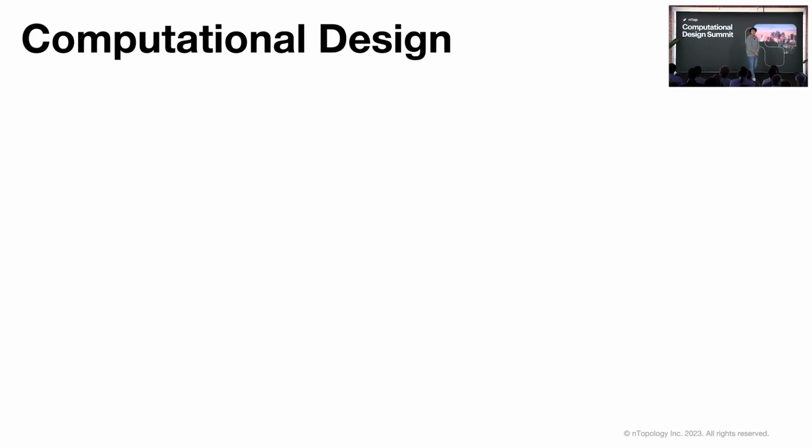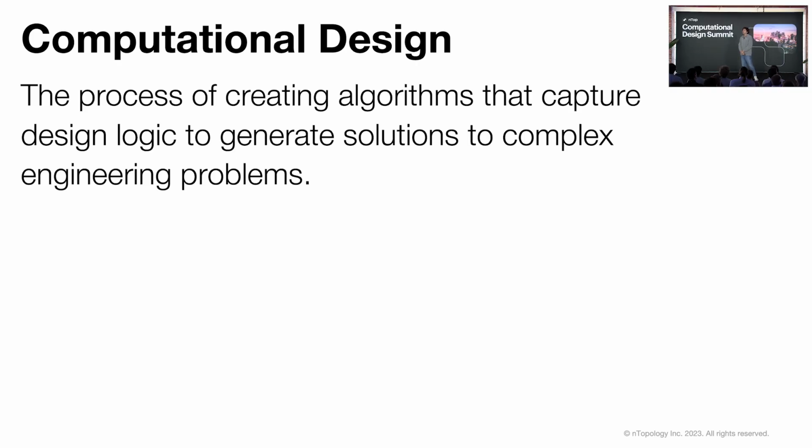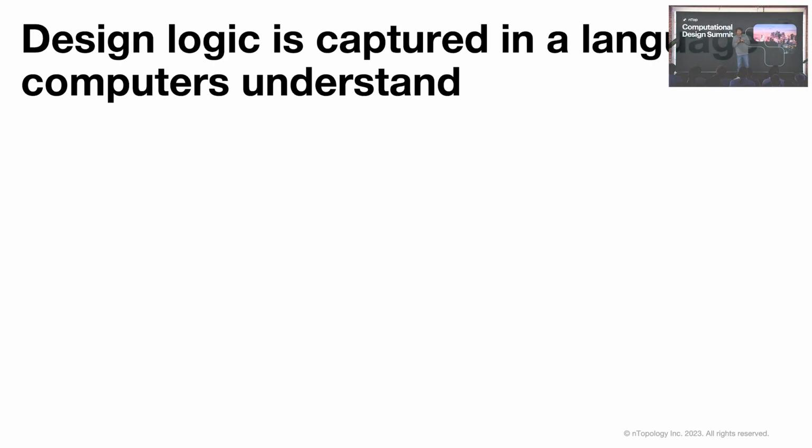So the way that we define computational design is the process of capturing design intent in a language that computers can understand, first off. And the idea is that the computer can help to generate solutions to these complex engineering problems. And so use the term algorithm, right? The design logic for computers to understand and help iterate through these design problems, that logic has to be captured into an algorithm.